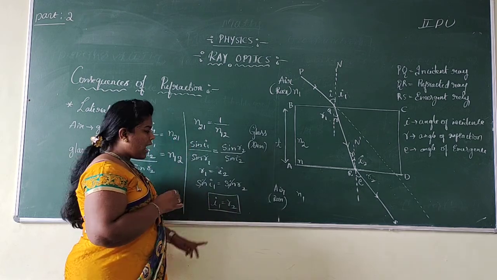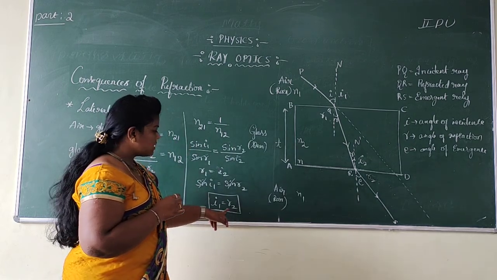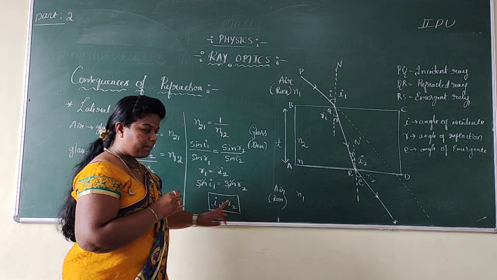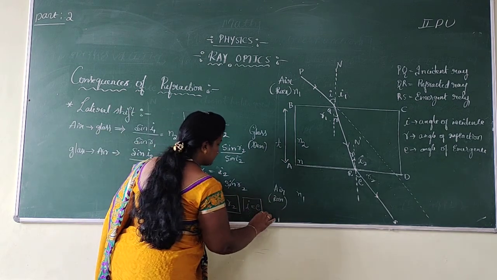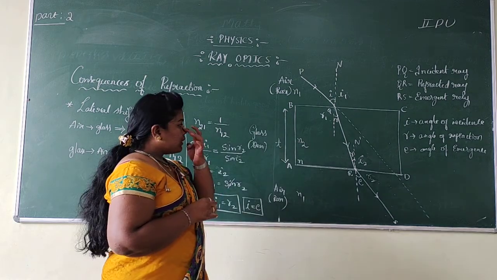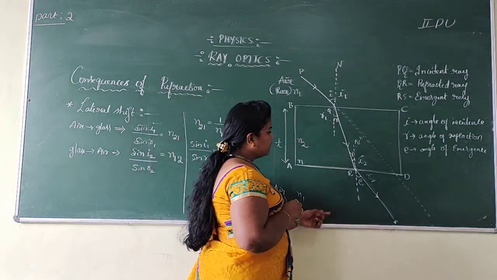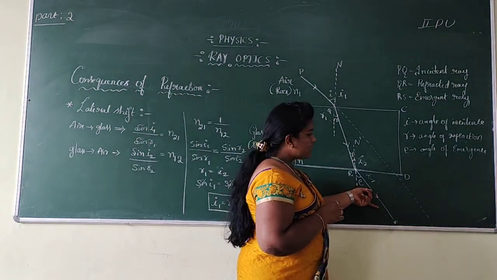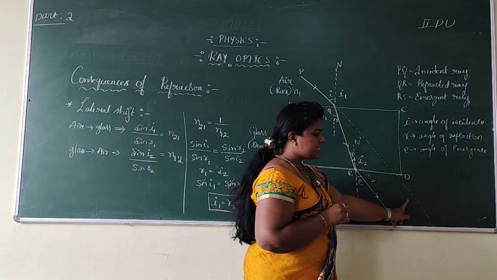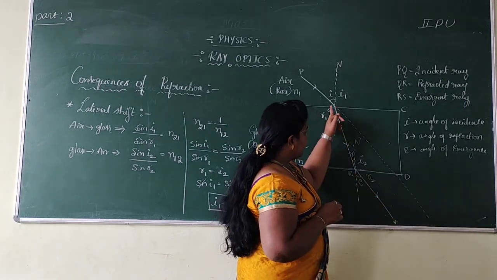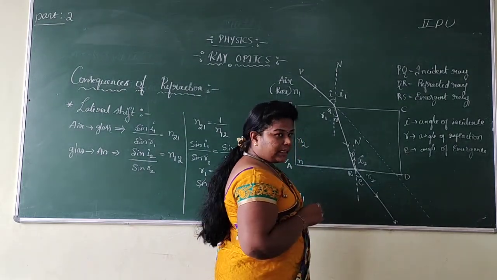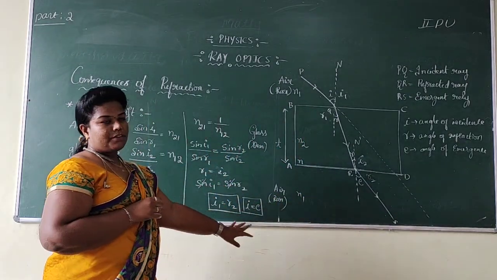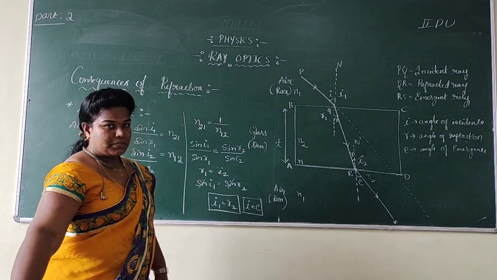Dear students, I1 is the angle of incidence, R2 is the angle of emergence. So in case of a parallel glass slab, I is equal to E. One thing you should remember is that the emergent ray is parallel to the direction of the incident ray. So that is the reason the angle of incidence is equal to the angle of emergence.